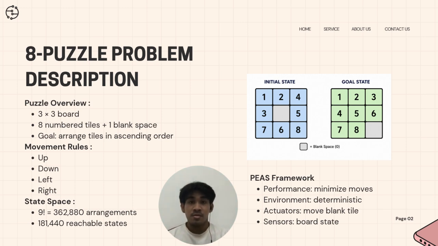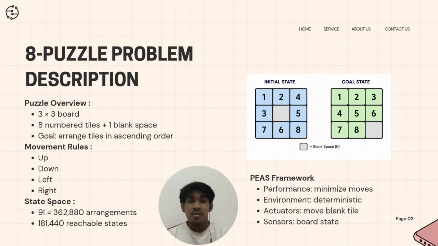Assalamualaikum and good morning. Today I will present the problem description for our artificial intelligence project, which is the 8-puzzle problem. The 8-puzzle is a classical search problem in artificial intelligence that is commonly used to evaluate the performance and efficiency of search algorithms. The puzzle consists of a 3 by 3 board containing 8 number tiles and 1 blank space.